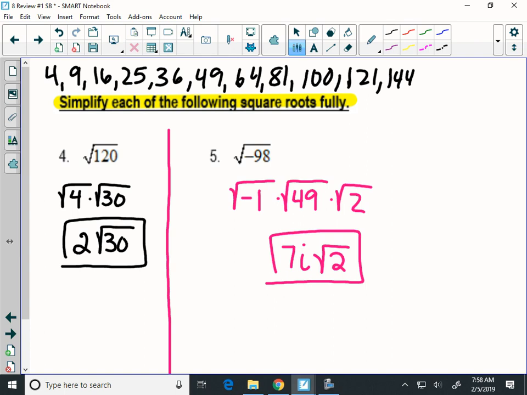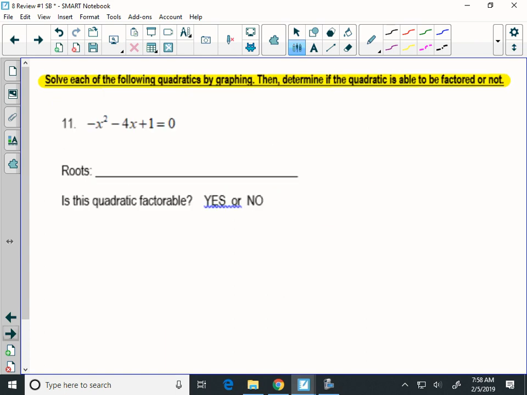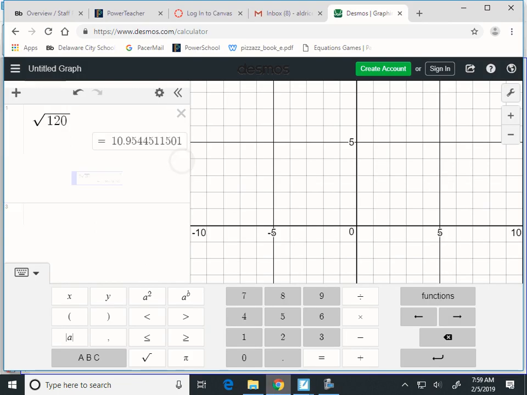All right, now that we reviewed a little bit of simplifying square roots, let's use those in solving here. Now the first problem we're going to solve by graphing. All we have to do to solve by graphing is make sure you're set equal to 0, which we are, and we're going to type that quadratic into Desmos, or your calculator, to find the root. So we suggested Desmos. All right, so we go back to Desmos here.